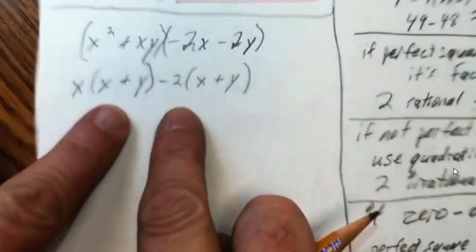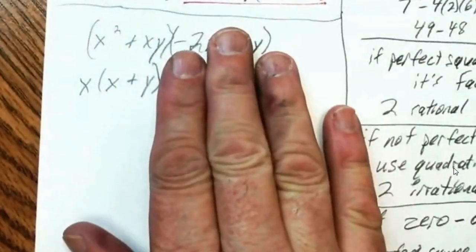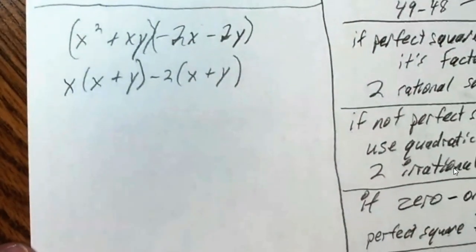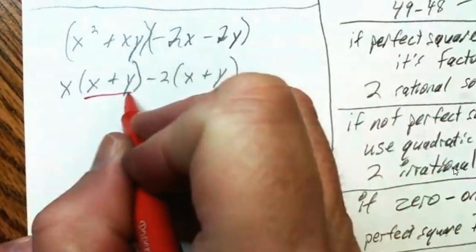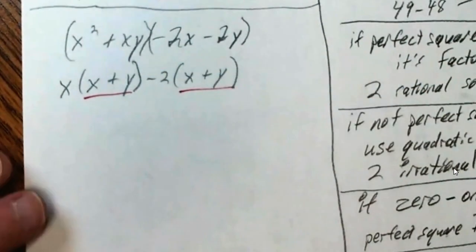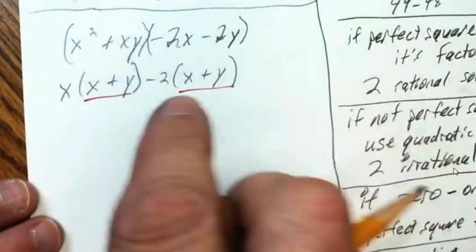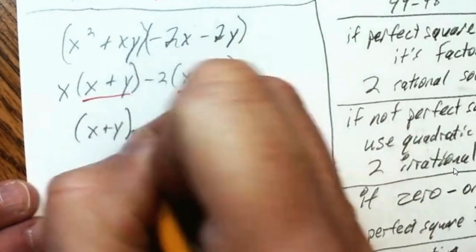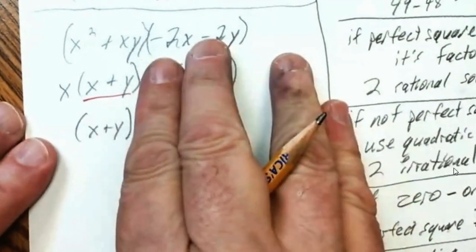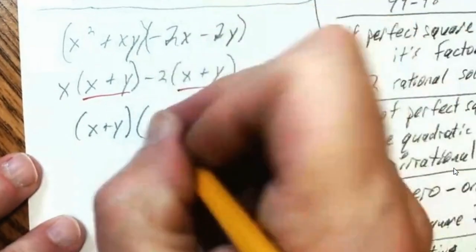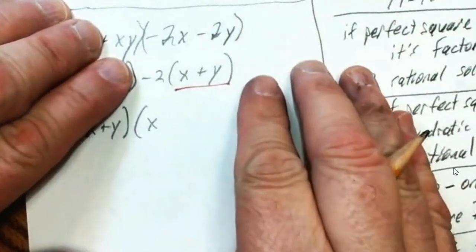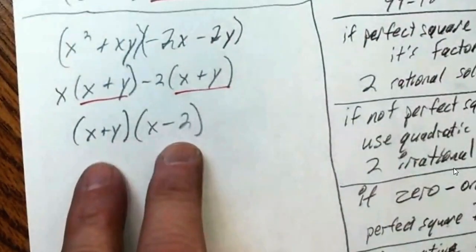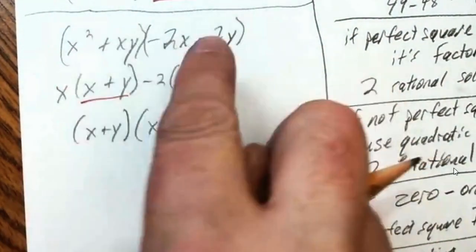Now I've got two terms. I've got this term, x times x plus y, and negative 2 times x plus y, which means both of these have the same thing that can be factored out. Just like I factored out up here, the greatest common factor, both of these have an x plus y, so I'm going to factor it out, which if I factor x plus y out of this, that just leaves x. I factor x plus y out of this, that just leaves negative 2. And these are the two factors that end up with that.